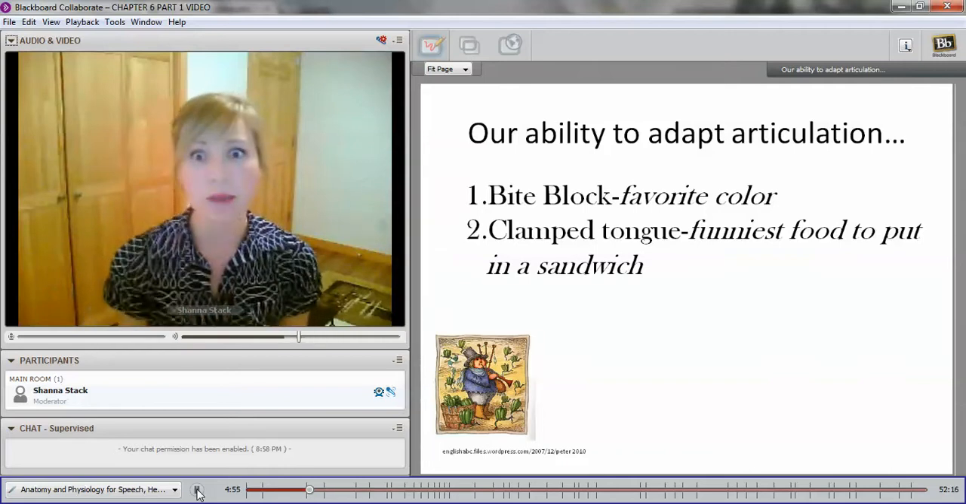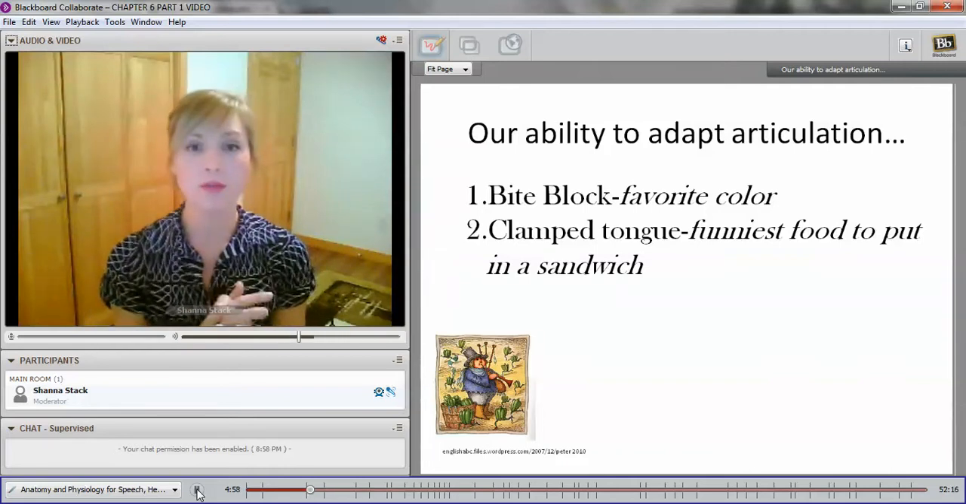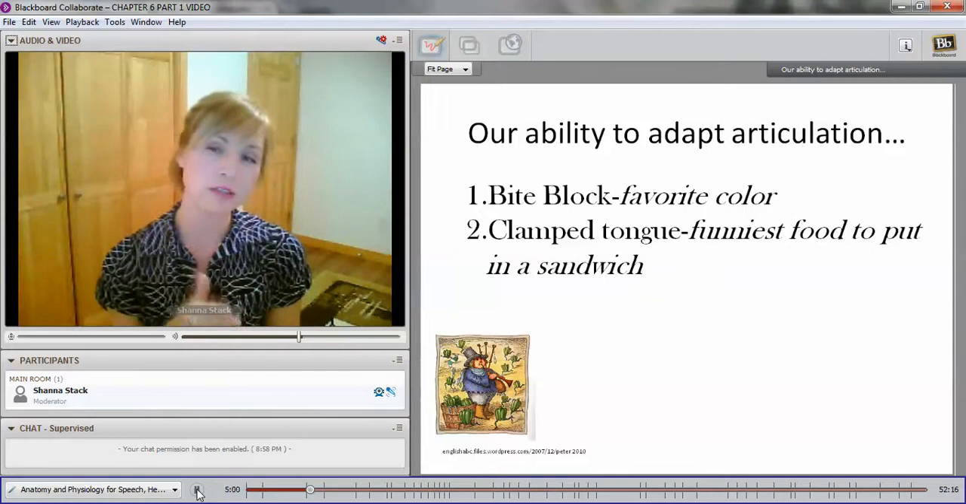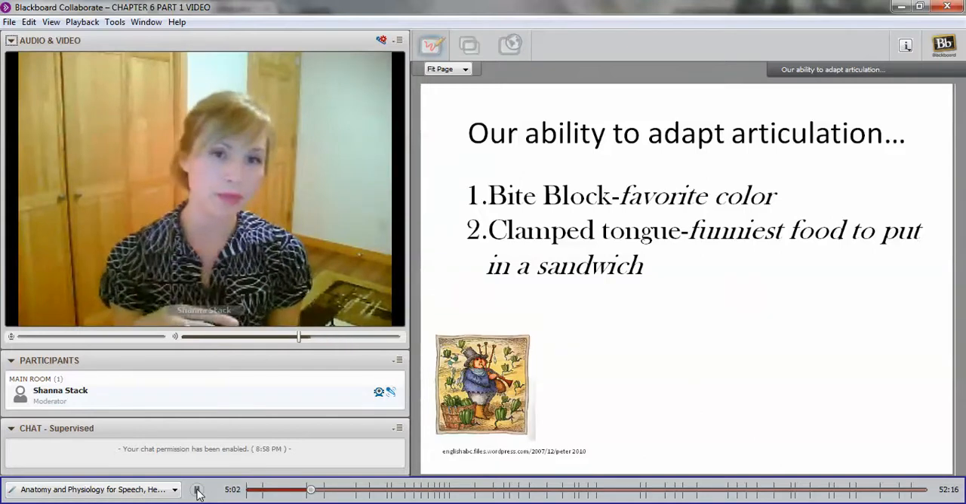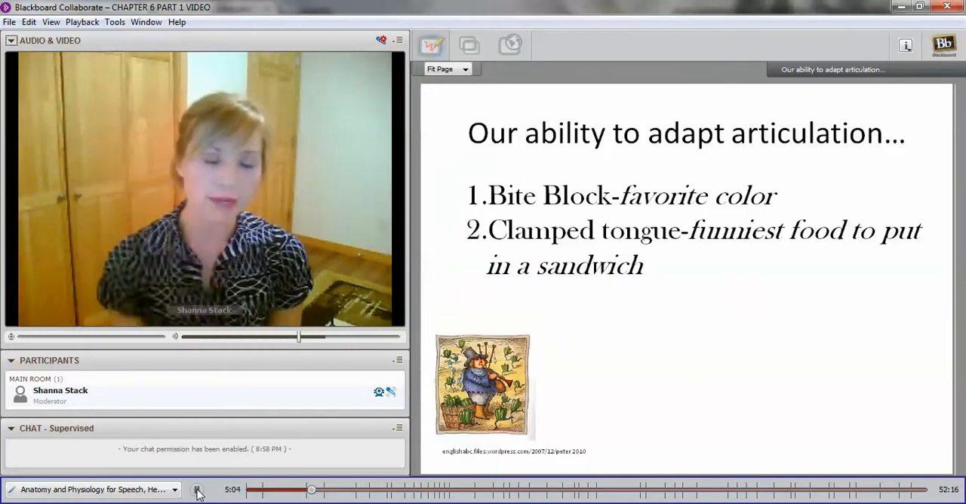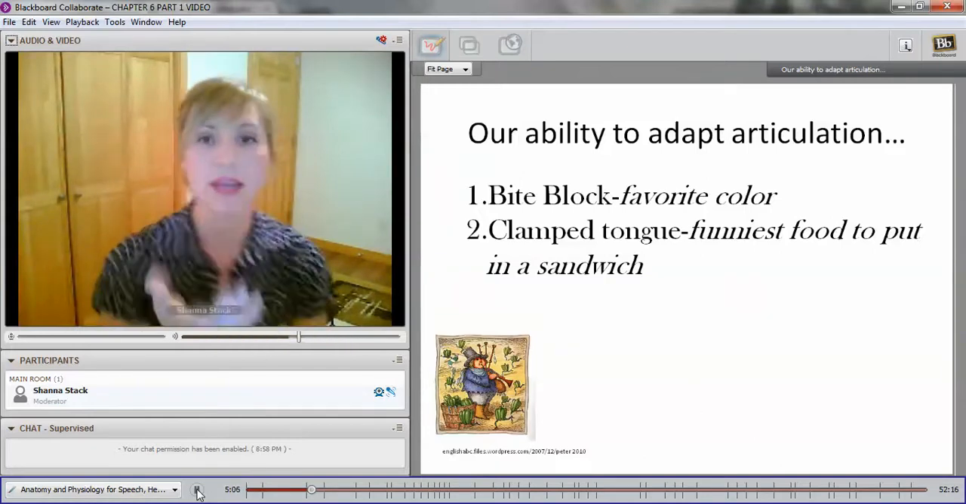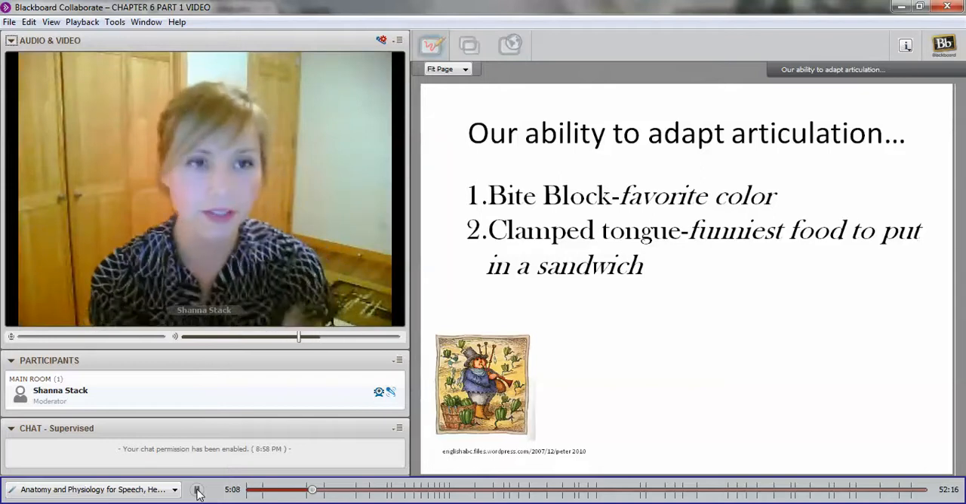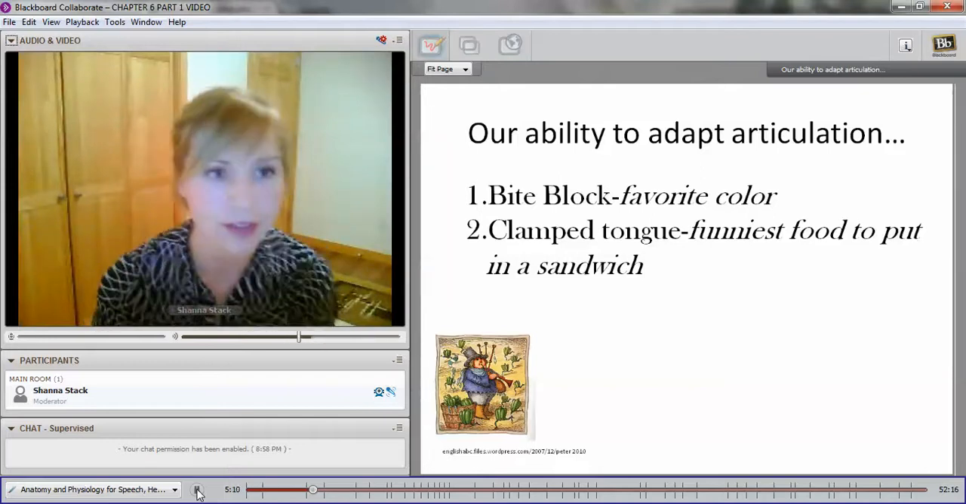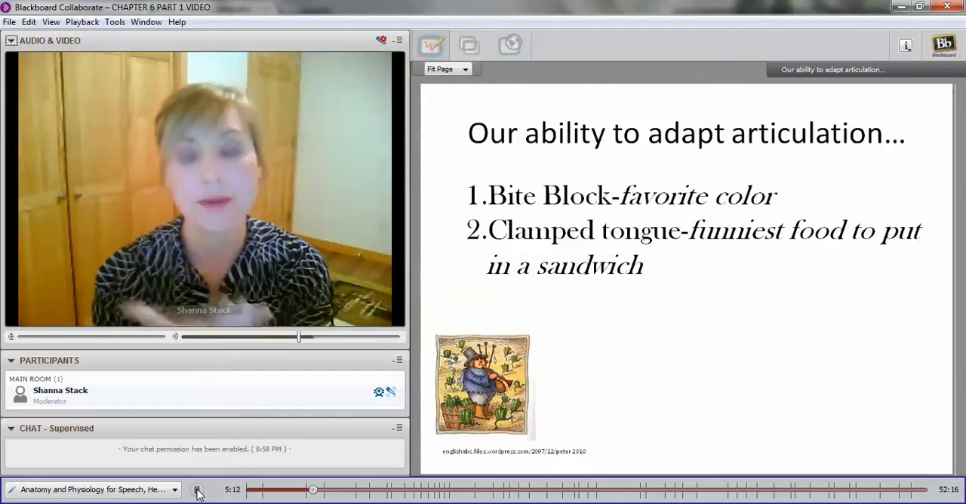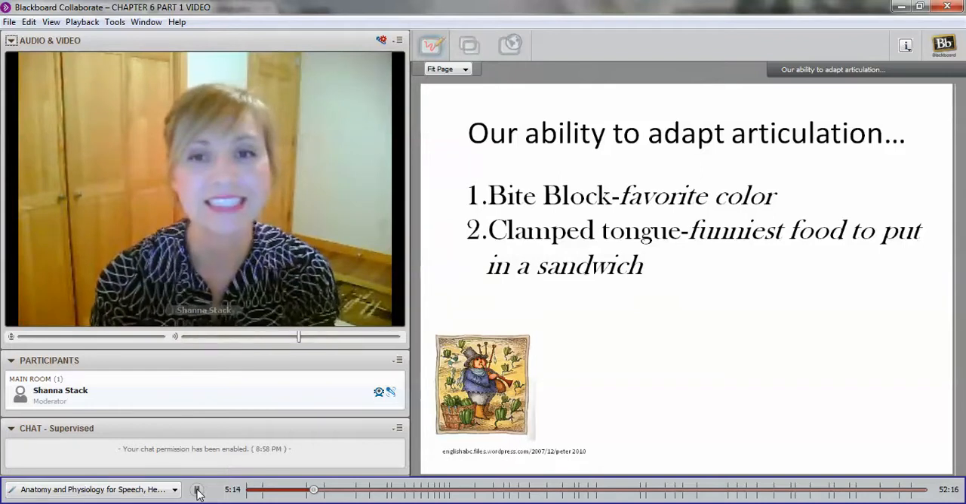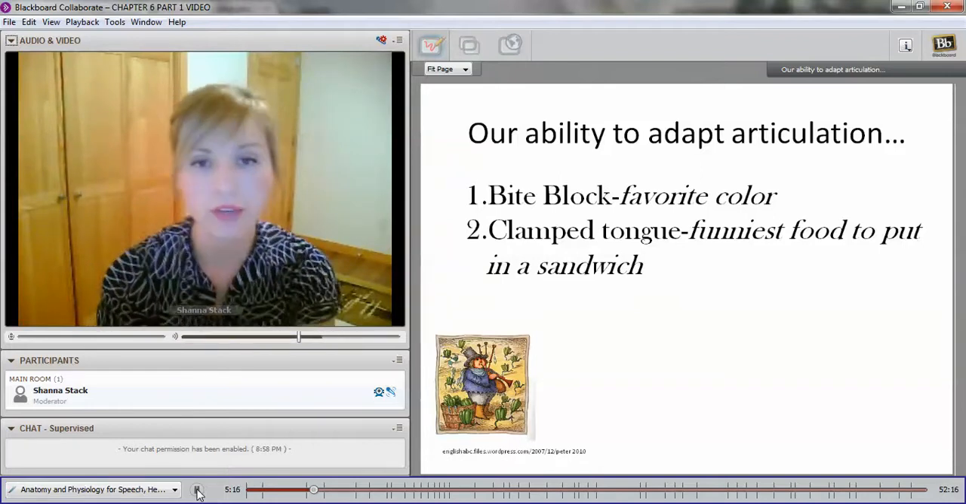It's very adaptable. But some parts of this system are more adaptable than others. This bite block example is if you bite your teeth together, and here I want you to say your favorite color, and you can do that to your classmate or your loved one, whoever's around. So I'm going to say my favorite color, green. And you guys should have heard green.